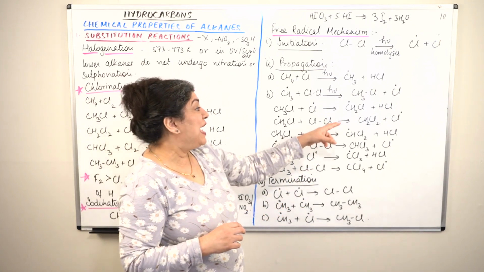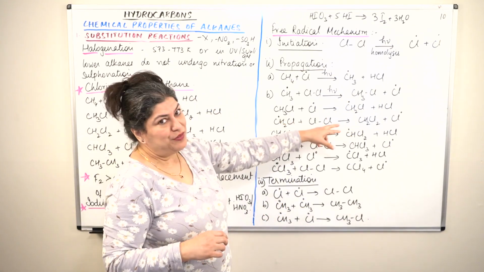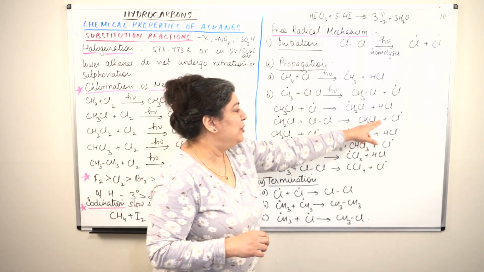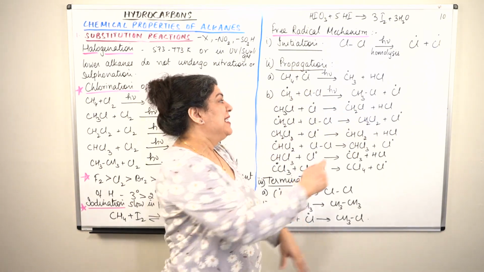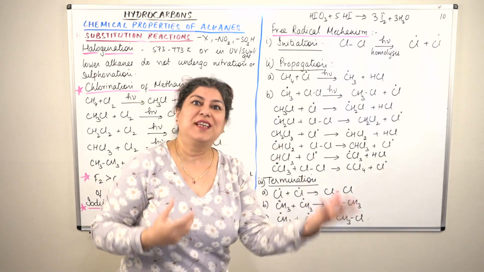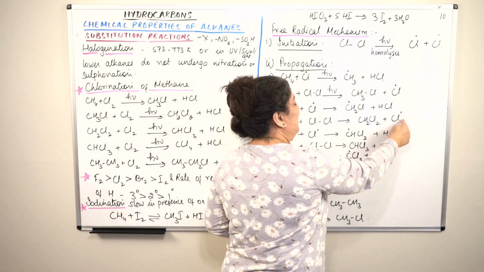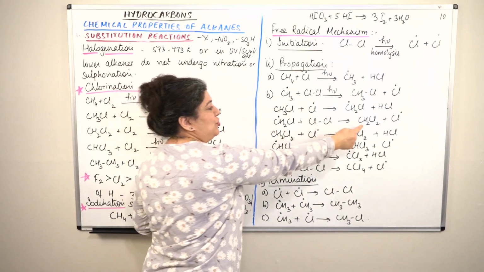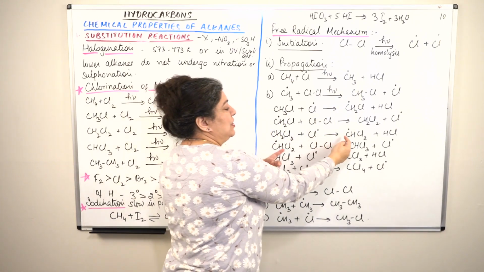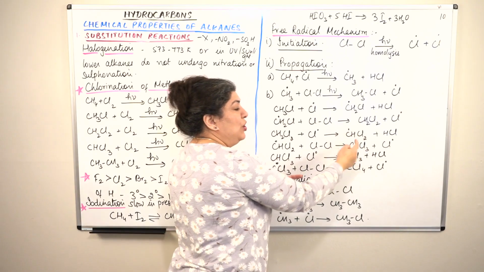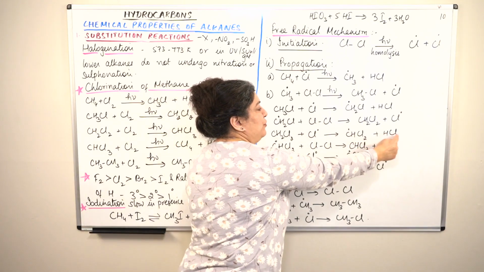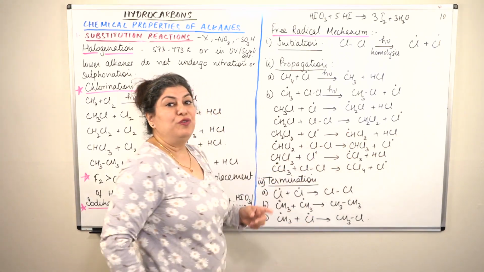Now when this happens, this one will further react with another chlorine molecule, resulting in the formation of CH2Cl2, and a Cl free radical is generated again. Then the first step starts again. This free radical attacks this CH2Cl2 that is formed and results in the formation of a CHCl2 free radical, and one hydrogen is removed to form HCl, and this becomes the new free radical.